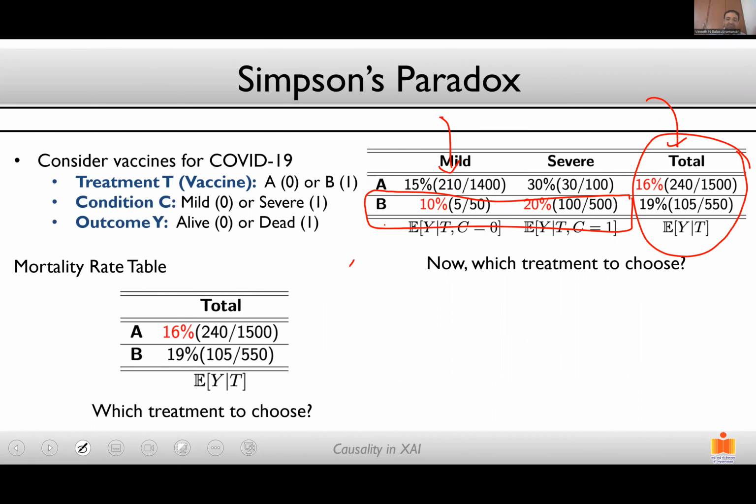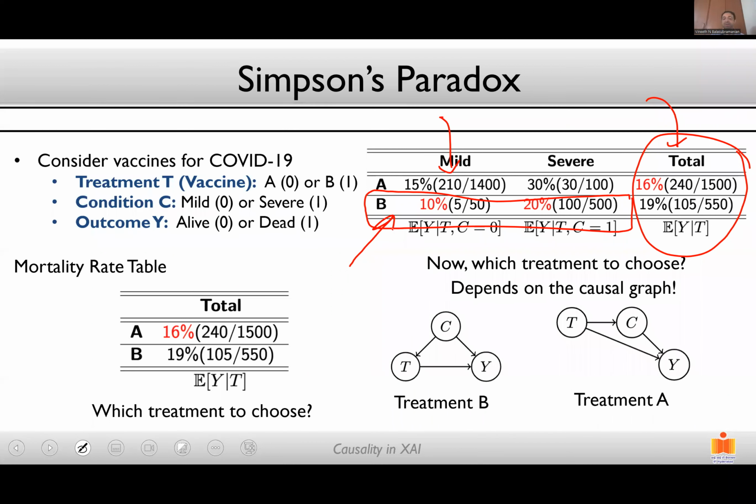If you looked at this carefully, along with the details for the confounder variable, it's vaccine B that's actually the safer choice. In fact, if I now asked which treatment to choose, it still depends. It actually depends on what is known as the causal graph of how these variables are interlinked. If you had a causal graph such as this, where the condition influenced the treatment and the outcome, then you should go for treatment B, right?